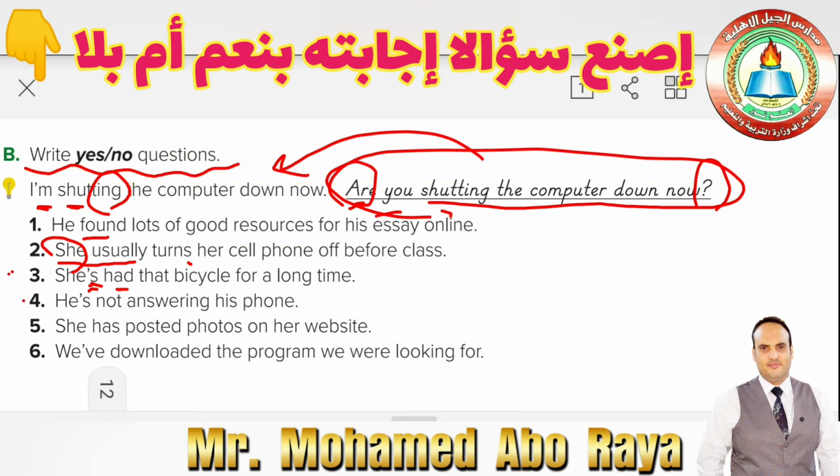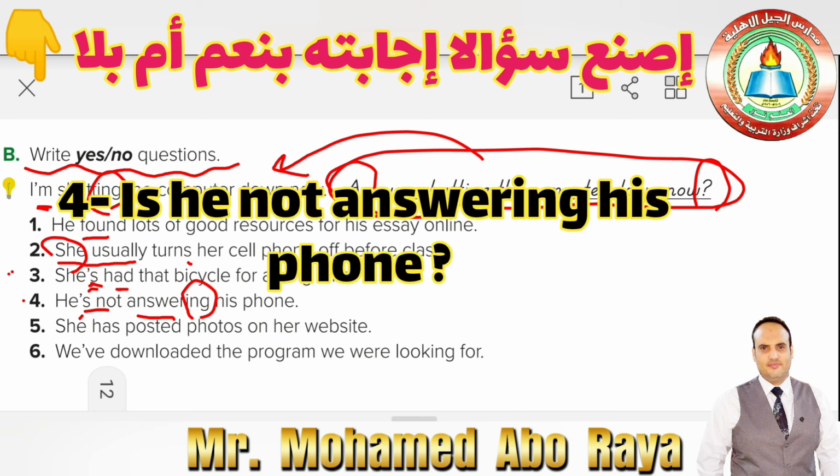Number four, she is not answering his phone. She is not answering. Present progressive. Why? This sentence is composed of is and the verb answer followed by ing, present progressive. We make a question in present progressive by beginning with is: is she not answering his phone? And put a question mark.